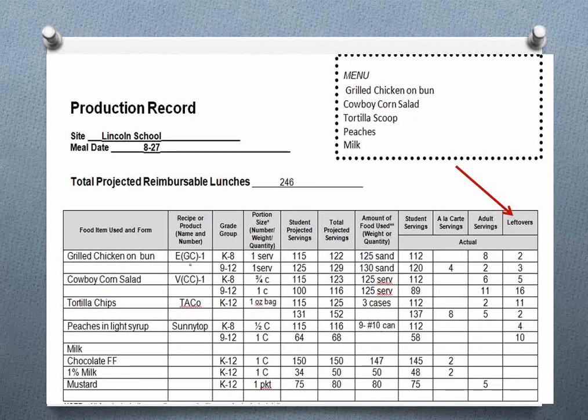This is so that you have a good count of what you have left, perhaps if it's something that can be reserved later, or you have a good account for what is waste, and perhaps adjusting the menu next time so that you don't have a large amount that is thrown out. You may need to adjust your total projected number based on what you see in leftovers from time to time.